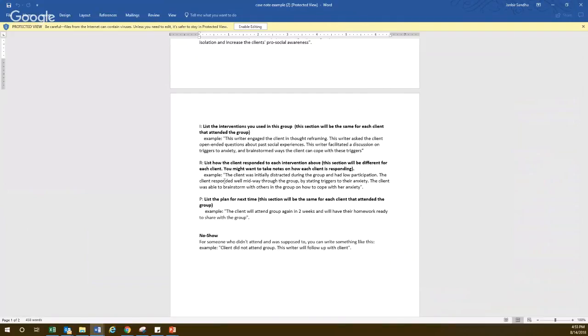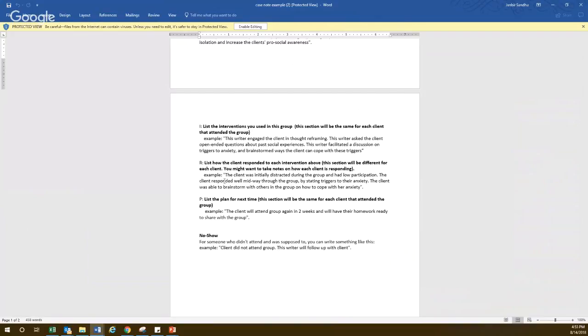And then the plan would be what's going to happen next time. This section can be the same for everyone. The group will meet every 2 weeks and will have their homework ready to share with the group, if there is no homework. And if someone doesn't show for the group, you would just write that they didn't attend and something like the writer will follow up with client.